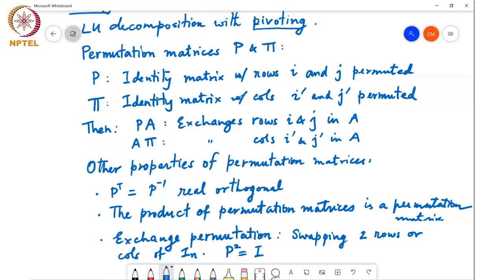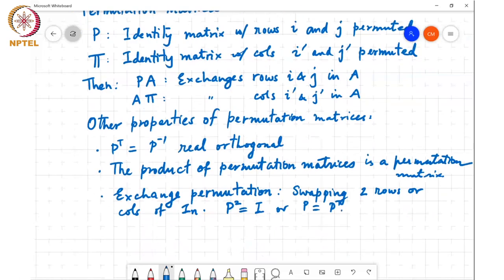So P squared is the identity matrix, which means P is its own inverse, but P inverse equals P transpose for any permutation matrix. So P equals P transpose for such matrices. In other words, if I take the n cross n identity matrix and exchange any two rows or any two columns, I'll still get a symmetric matrix. And that matrix is its own inverse. Okay, that's a special property of exchange permutations.